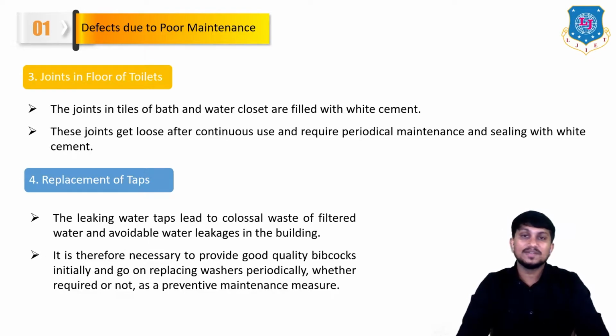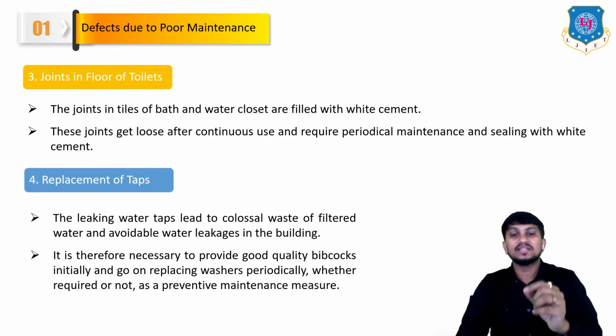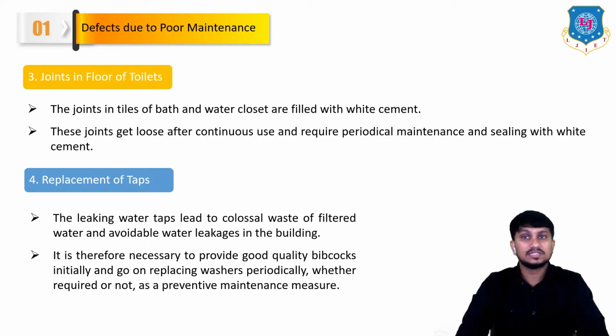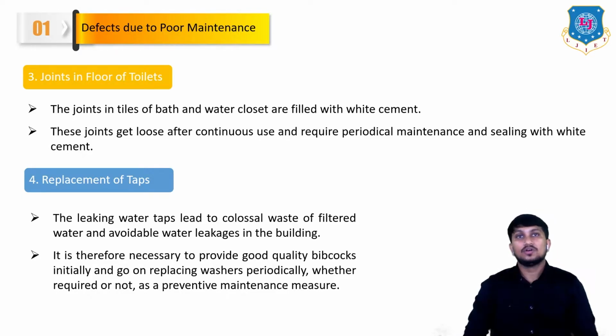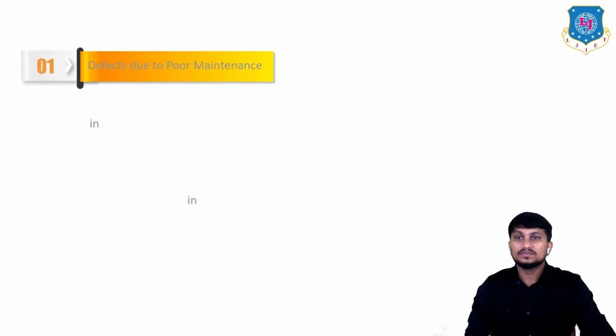Fourth, replacement of taps. The leaking water taps lead to colossal waste of filtered water and avoidable water leakages in the building. It is therefore necessary to provide good quality bib covers initially and go on replacing washers periodically, whether required or not, as a preventive maintenance measure. If you do this type of preventive maintenance, you can easily reduce the chances of water leakage in a building. So these are the four measures to reduce the chances of water leakage due to poor maintenance. That's all about defects due to poor maintenance.